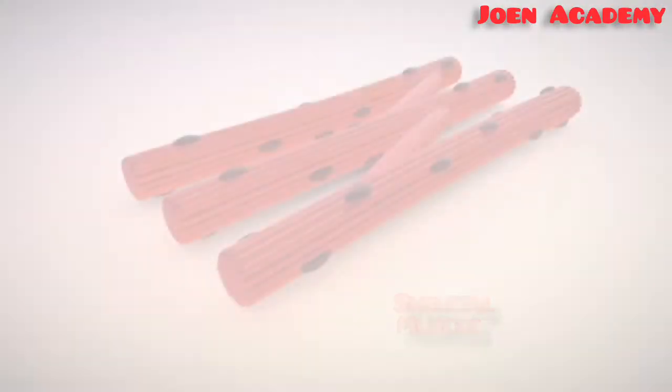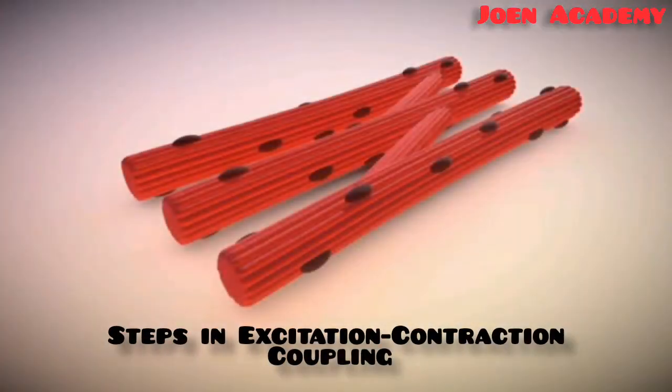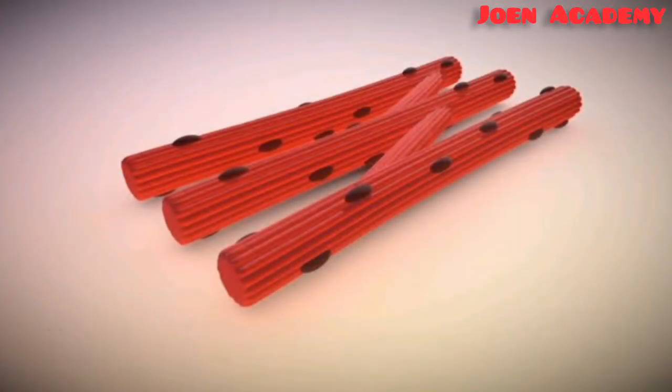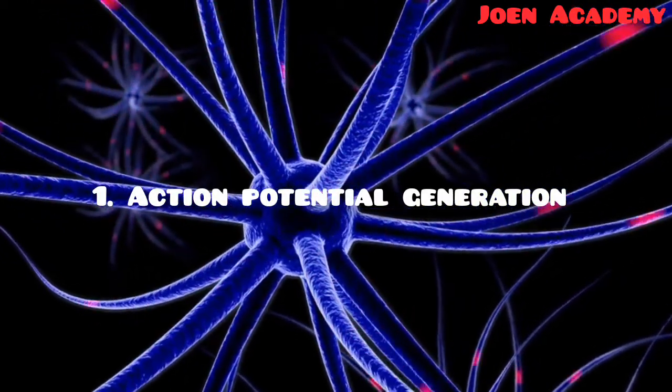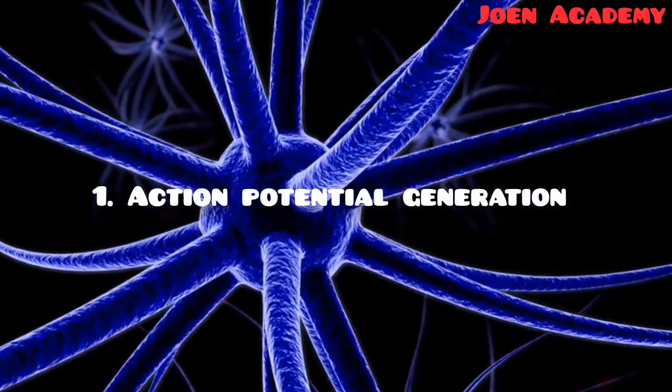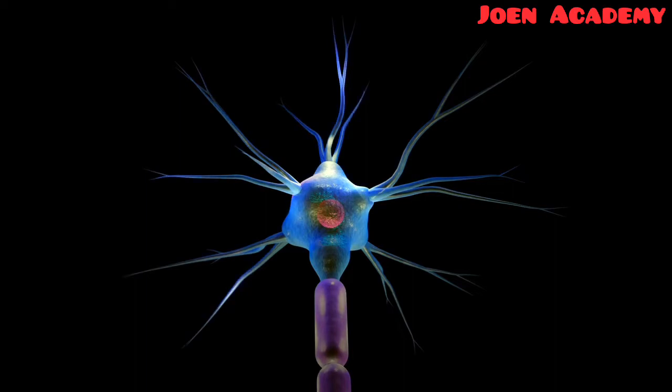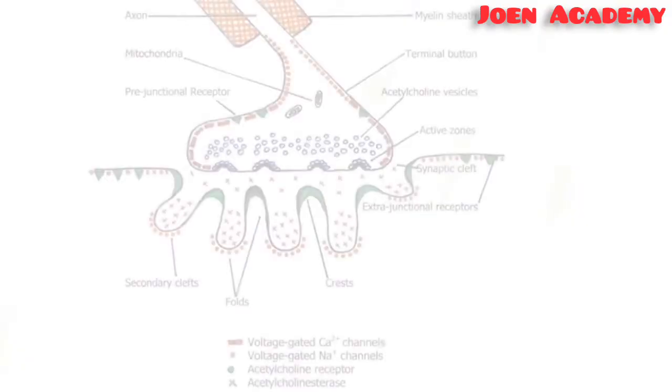Let's quickly look at the various steps that are involved in this process. The first step is the action potential generation. This process starts with the generation of action potential in a motor neuron. So this is actually due to a signal that is coming from the nervous system. This impulse travels down the motor neuron towards the neuromuscular junction.